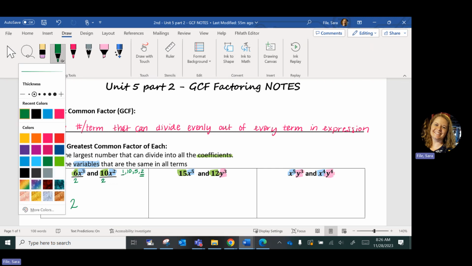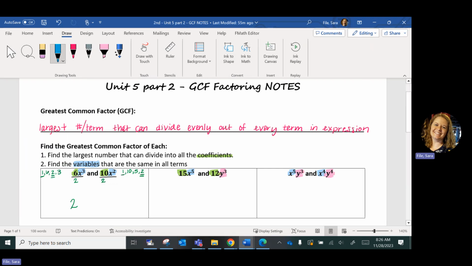Now, what about the variables? So for the variables, these are both x. You're actually going to look for the lowest power because that's going to be the highest that they both have, right? The greatest that they both have will be the lowest overall. So we've got x cubed and x squared. So what's the lowest power there out of all the x terms?